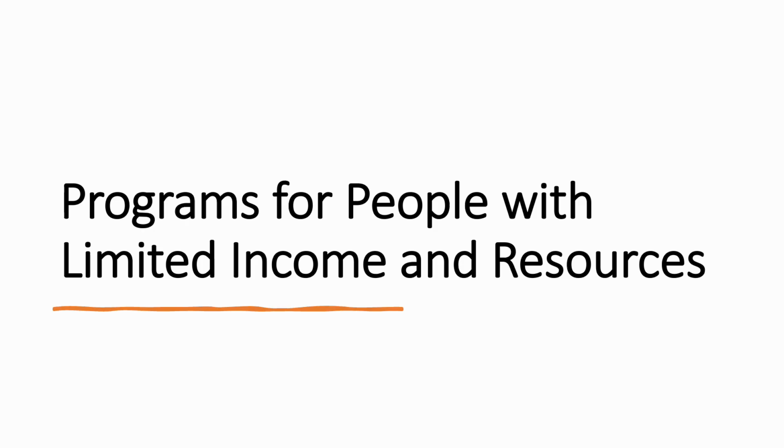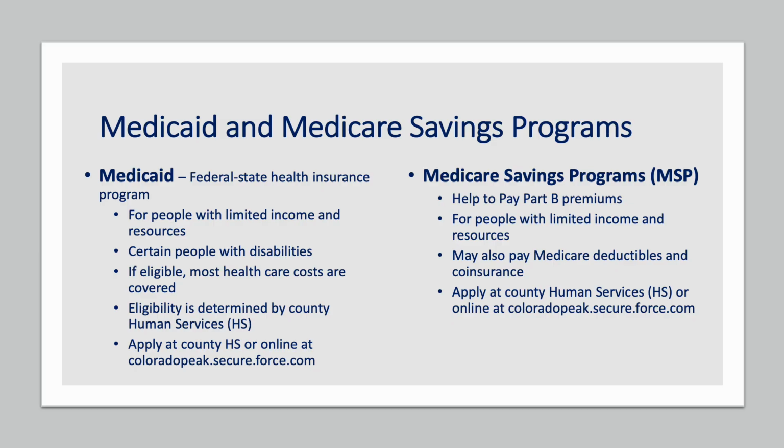Now, we can't leave you without talking about programs for people with limited income and resources. I'm sure there are a lot of people that have been listening to this 3-part series and are completely freaked out by the costs. So there are programs that can help you cover the Part B premium of Medicare, and possibly the copays and the coinsurance costs. This is Medicaid and the Medicare Savings Program.